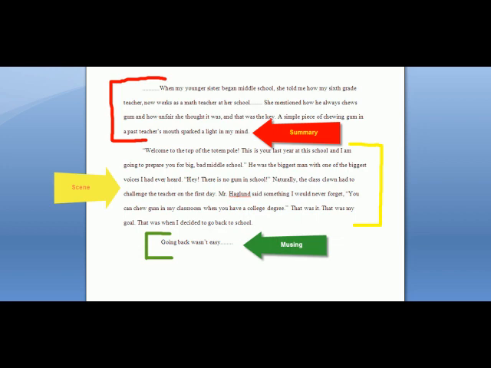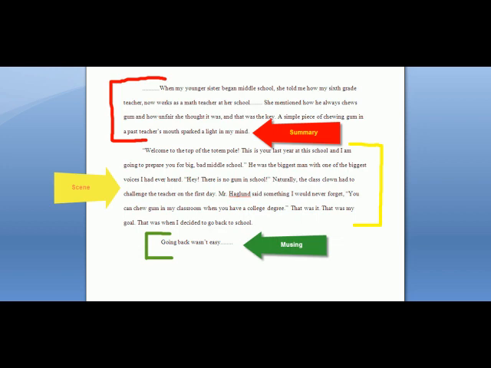Welcome to the top of the totem pole. This is your last year at this school, and I am going to prepare you for big bad middle school. He was the biggest man with one of the biggest voices I ever heard. Hey, there is no gum in school. Naturally, the class clown had to challenge the teacher on the first day. Mr. Haglund said something I would never forget. You can chew gum in my classroom when you have a college degree. That was it. That was my goal. That's when I decided to go back to school.